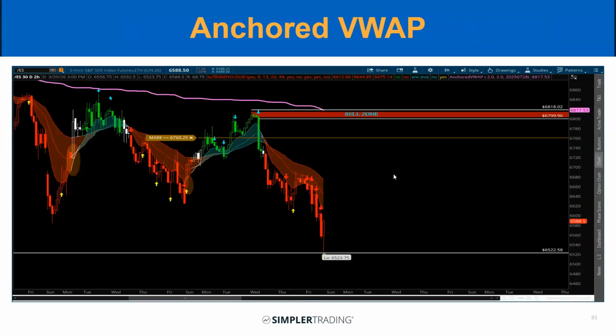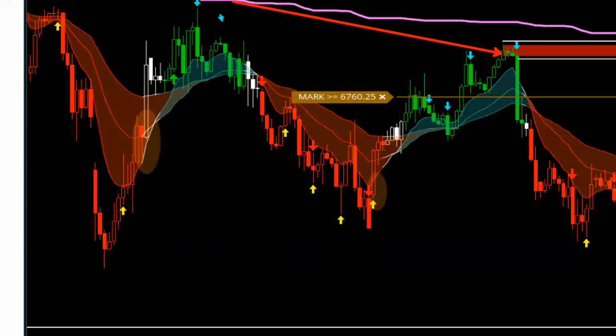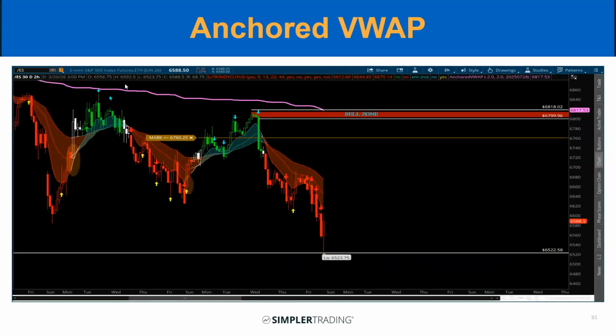This is an example. This is the ES futures. All right. And all I did was go back and use the most current range on the 2 hour. And you can see here, guys, we have a supply zone. If we zoom in here, what is this? This is your inside and down formation right here. Notice that the anchored VWAP is right in line with this.